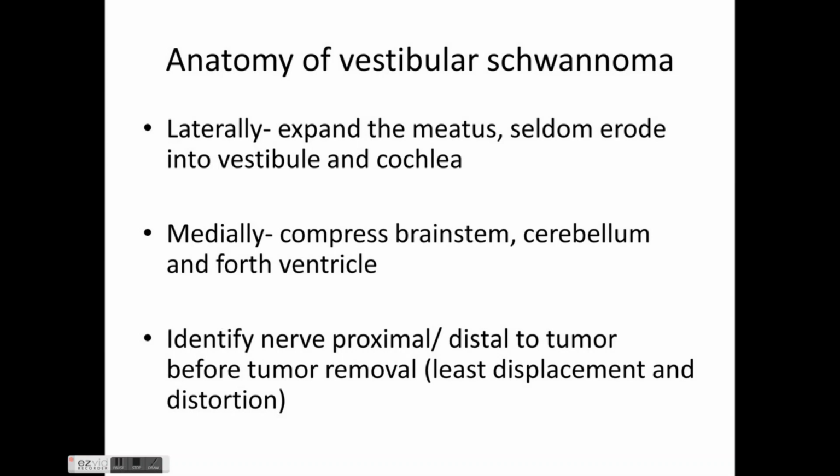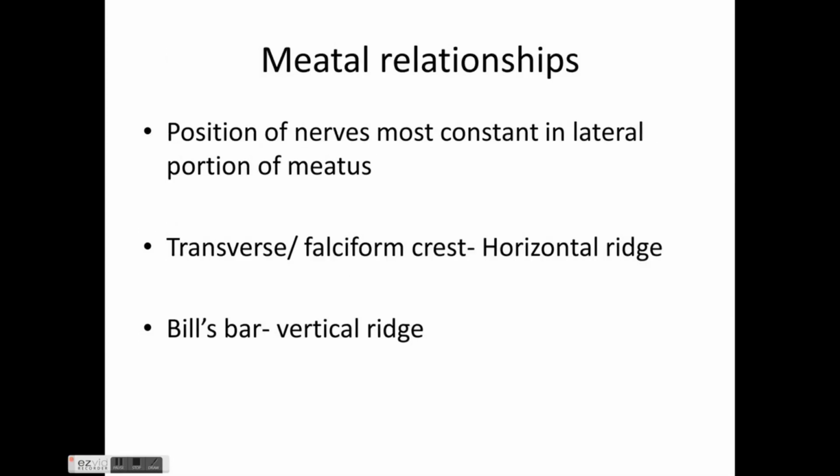Now coming to the meatal relationships, they are very important. The position of the nerves is most constant in the lateral portion of the meatus. You have to remember the two structures, the transverse or the falciform crest, which is horizontal, and the Bill's bar, which is vertical. Now this is a beautiful demonstration of the internal acoustic meatus.